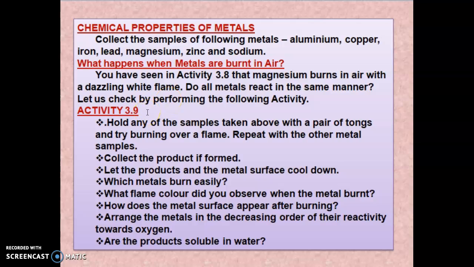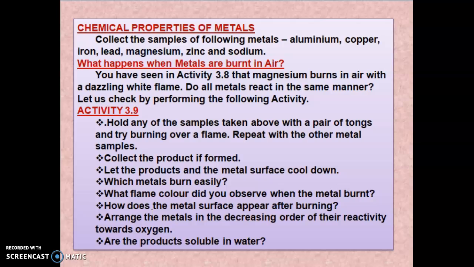Activity 3.9. Hold any of the samples taken above with a pair of tongs and try burning it over a flame. Repeat with another metal sample. Collect the product if formed. Let the product and the metal surface cool down. Which metal burns easily? What flame color did you observe when the metal burnt? How does the metal surface appear after burning? Arrange the metals in decreasing order of their reactivity towards oxygen. Are the products soluble in water?